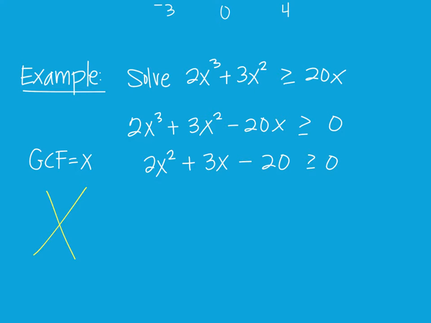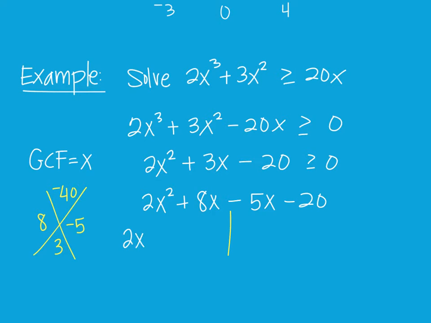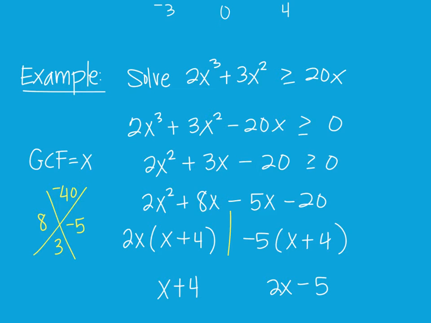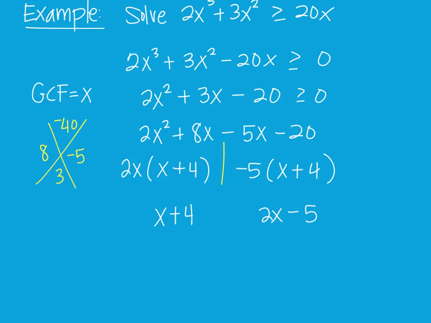That can be solved with the star. Negative 40 and 3. 8 and 5 make that work, where the 8 is positive and the 5 is negative. So that'll give me 2x squared plus 8x minus 5x minus 20, which I'll split. 2x is common, leaving me with x plus 4. Negative 5 is common, leaving me with x plus 4. So x plus 4 is one of the solutions. 2x minus 5 is one of the solutions.